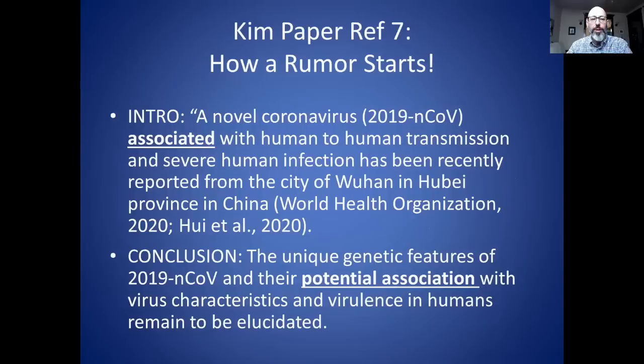In the introduction, it says that a novel coronavirus is associated with human-to-human transmission and severe human infection. So once again, association is not causation. And in its conclusion, it says the genetic features of the virus and their potential association with virus characteristics and virulence in humans remain to be elucidated. So in other words, there's some kind of association. We need more research. We haven't proven anything.